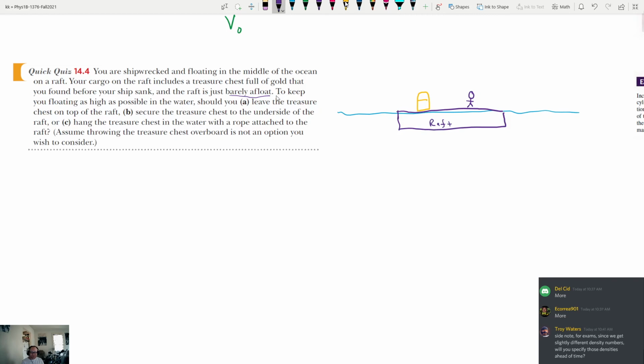So the question is, to keep you floating as high as possible in the water, should you leave the treasure chest on top of the raft? Should you take the treasure chest and tie it to the bottom? Should you hang the treasure chest in the water with a rope attached to the raft? So what's A? This is A, right? B would be, let's do some.